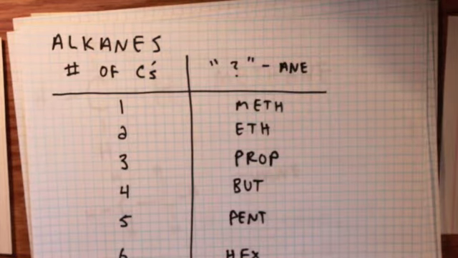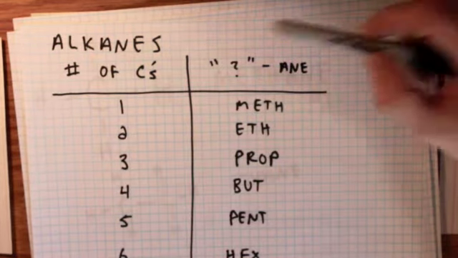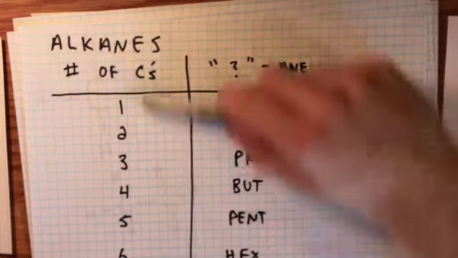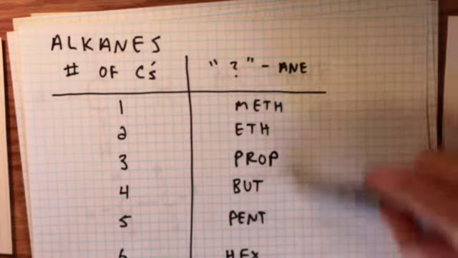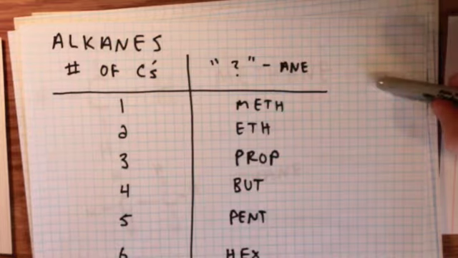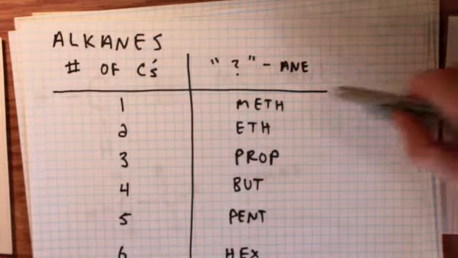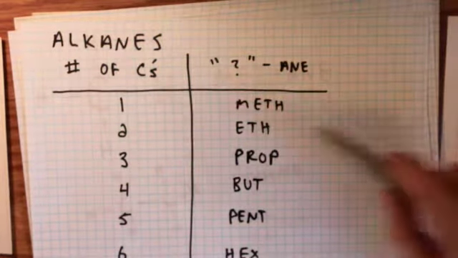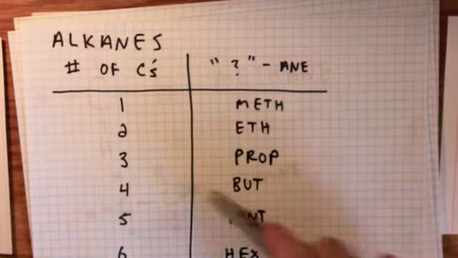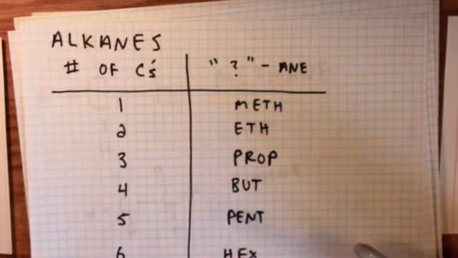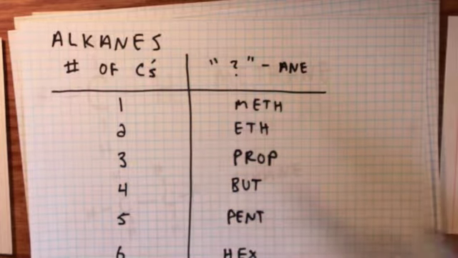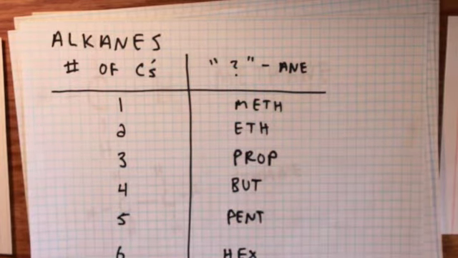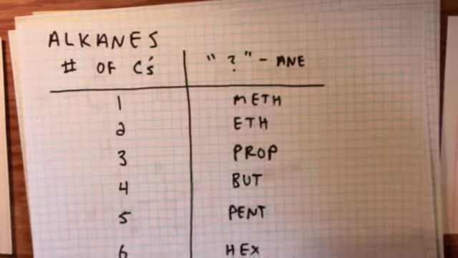Here are the first 6. These are some alkanes. On the left we have the number of carbons in each chain, and on the right we have the prefix before the suffix, -ane, in naming it. So we already did methane, 1 carbon, and 2 carbons was ethane. Next is 3 carbons, that's propane. 4 carbons is butane. 5 carbons is pentane. 6 carbons is hexane.